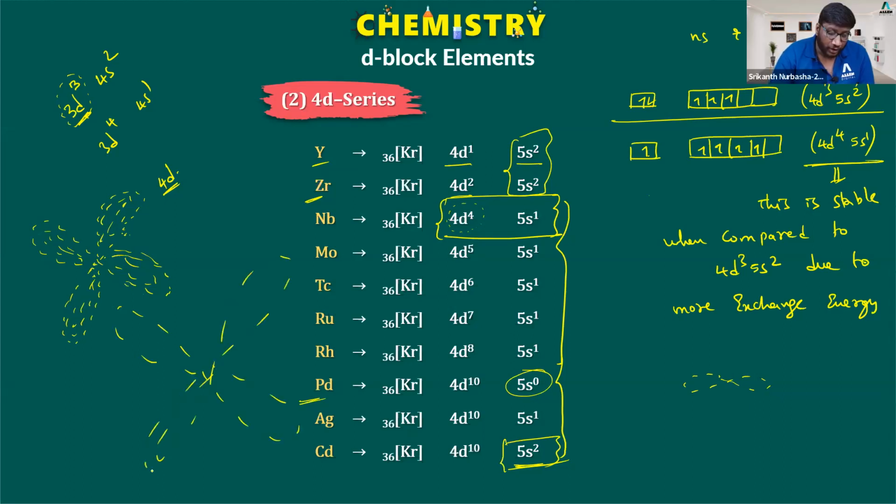Because of the large size of 4d, the energy difference between 4d and 5s is even smaller when compared to the energy difference between 3d and 4s. So the electrons easily transfer from the 5s to the 4d subshell. This can be understood because of the very small energy difference between 4d and 5s when compared to that between 3d and 4s. Understood now?